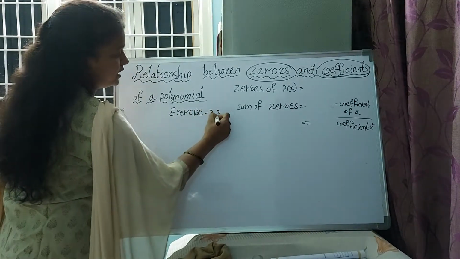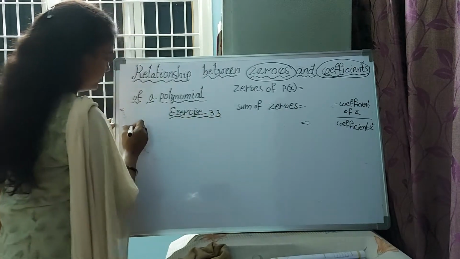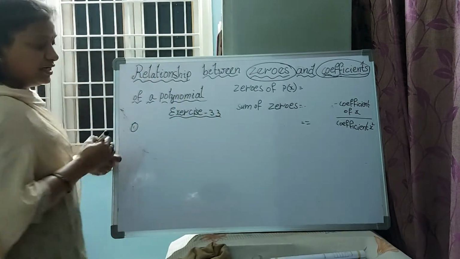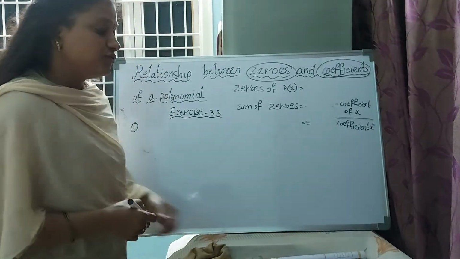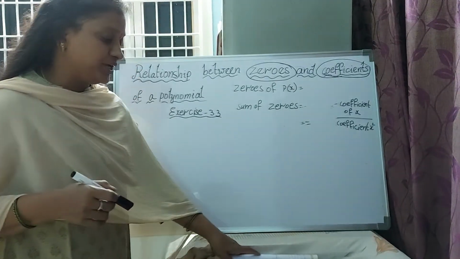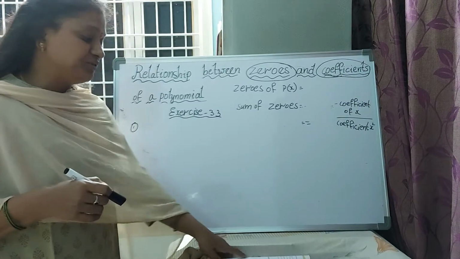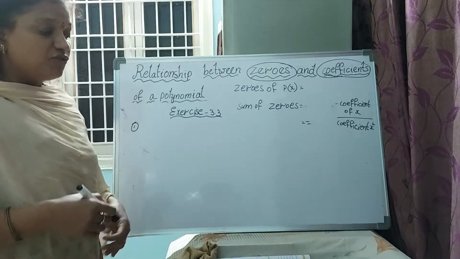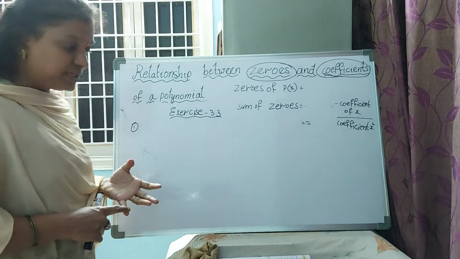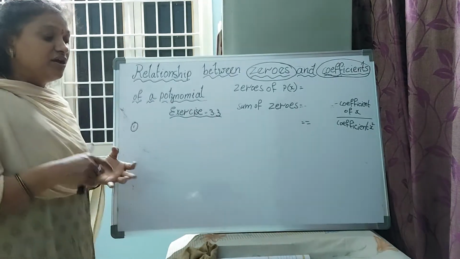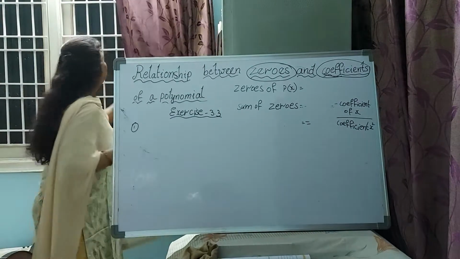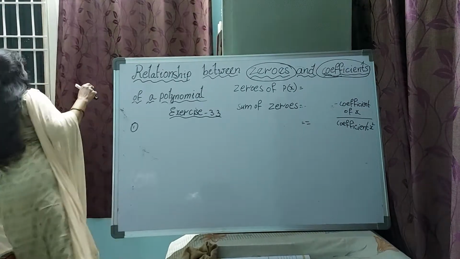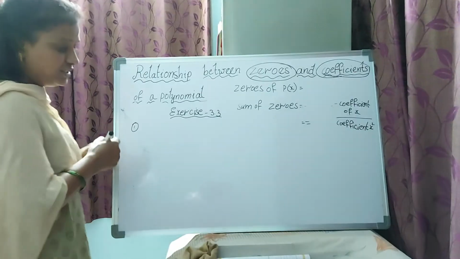Exercise 3.3. In this exercise 3.3, first one, same relationship. Find the zeros of the following quadratic polynomials and verify the relationship between the zeros and the coefficients. First you have to find the zeros of the polynomials and then you have to verify whether the relationship between the zeros and the coefficients holds. Okay, first we have to find out the zeros.